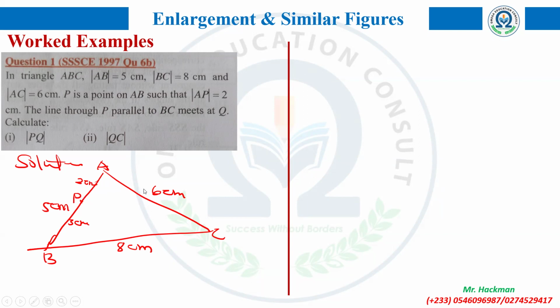We'll meet at what? Q. So the line through P, parallel to BC, meets at Q. In this case, I have a parallel line here, parallel to BC. So in actual fact, this is where you are supposed to get your Q. Is the point that I've made clear to you?